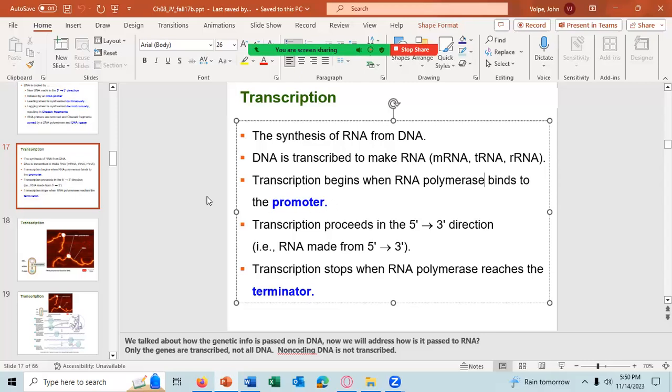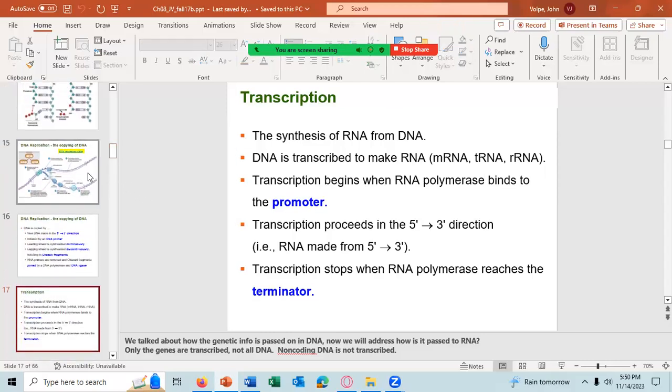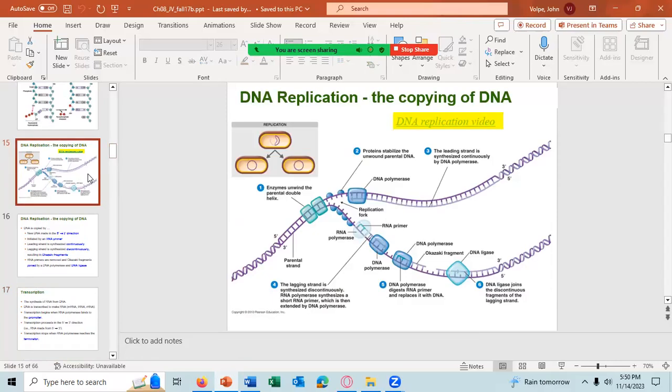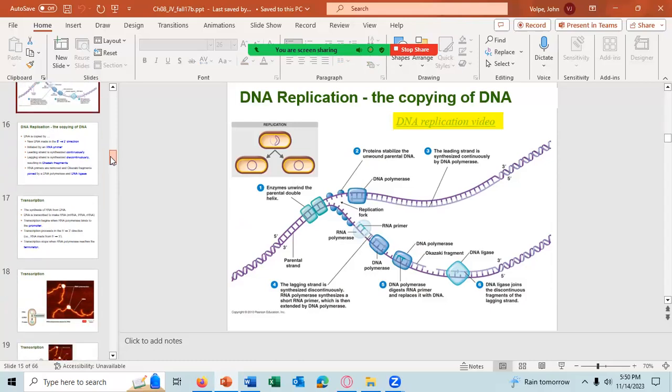A promoter, let me see if I've got a map of DNA someplace. Well, that's replication.